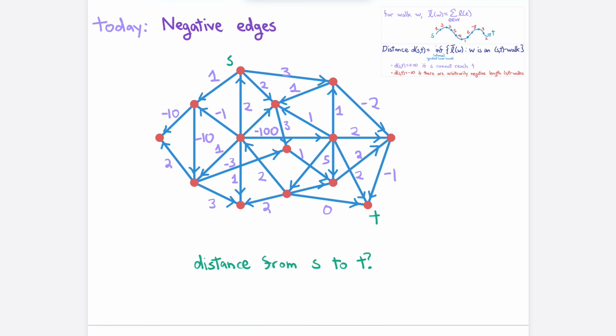Okay, so today we're doing negative edge weights. Same basic setup as before. I want to get from S to T, but now I have some negative edge weights. So you're just looking for walks to get from S to T. Sometimes the distance will go down. Just to make sure we're on the same page, let's all stare at this one and try to figure out the distance from S to T.